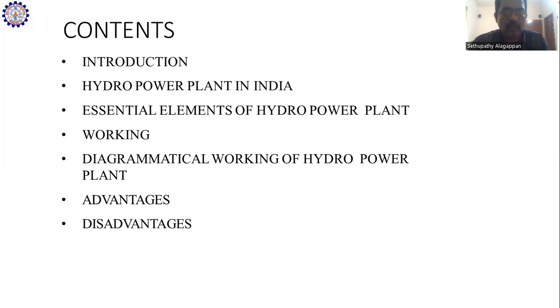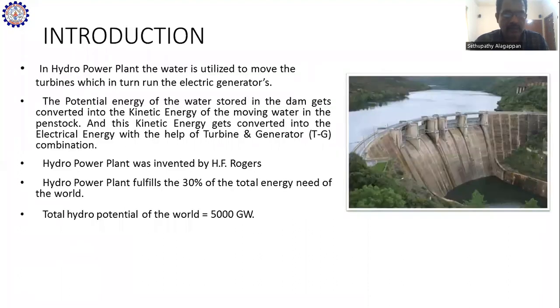So today we will go to see the hydropower plant. In this, the contents are introduction, hydropower plants in India, where the hydropower plant is located, essential elements of hydropower plant and working, diagrammatical working of hydropower plant, advantages and disadvantages.